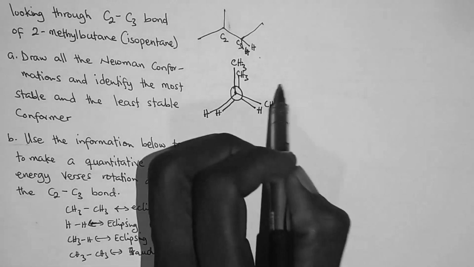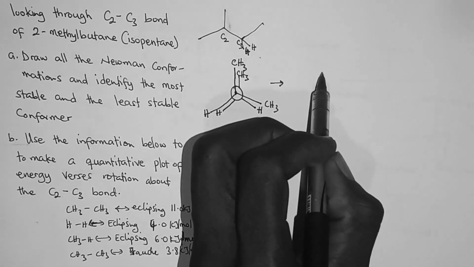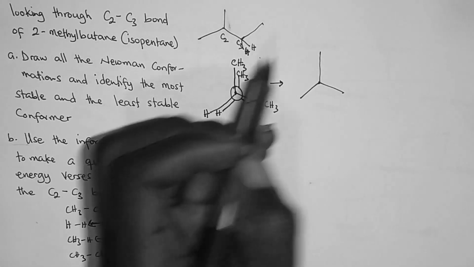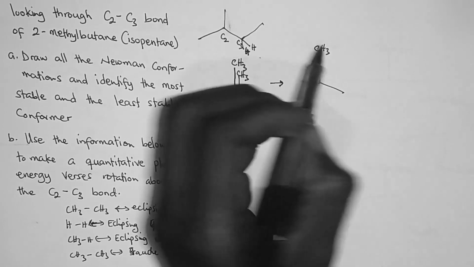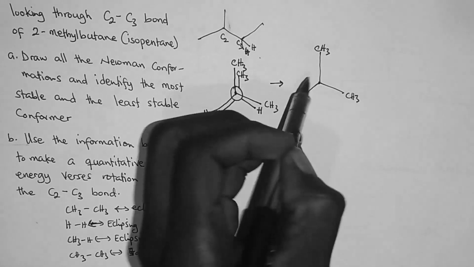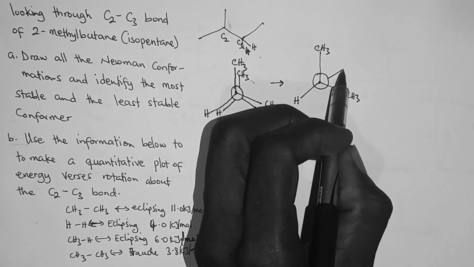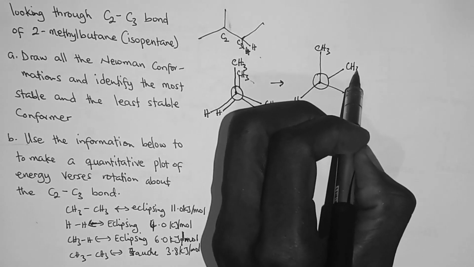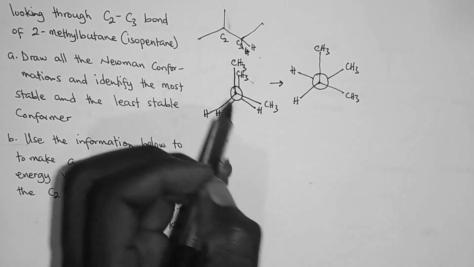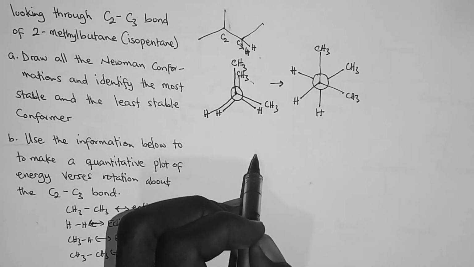Then from this first conformer, we can go to the next conformer by rotating 60 degrees. So this is the C2 carbon. And the C2 carbon is bonded to a CH3, and then a proton here and then a CH3 here. And then the C3 carbon is the circle. We are rotating 60 degrees, so the CH3 will come here. And then this proton goes to this side. And then the proton here comes down here. So this is the second conformer.